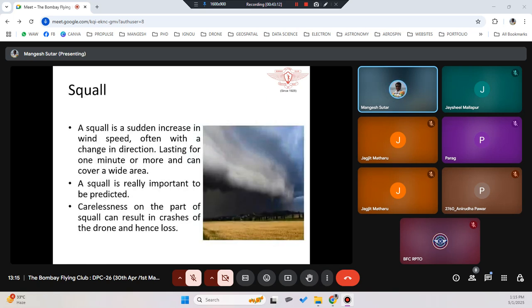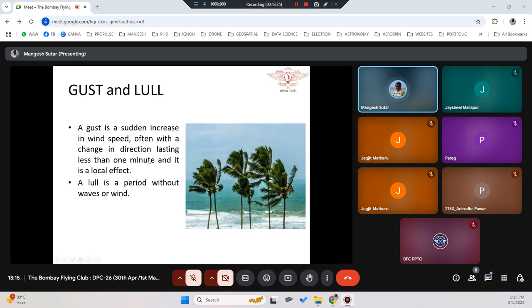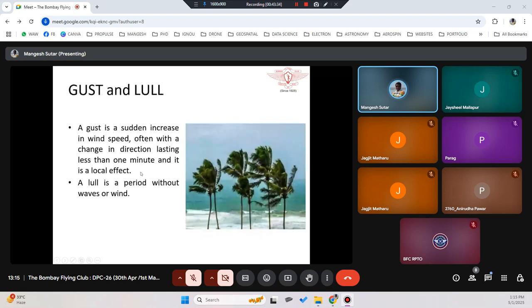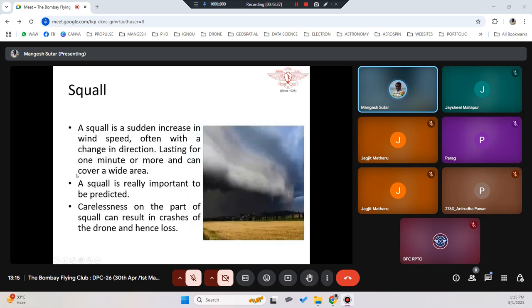Okay, what is squall? Squall is again a sudden increase in wind speed, often with a change in direction, but lasting for 1 minute or more. Gust is less than 1 minute. Squall lasts 1 minute or more and can cover a wide area. So earlier it was a local effect. Here we are talking about covering a wide area. That means even a person standing 500 feet or 500 meters away will also feel this wind. Okay, so that is called a squall. Squall covers a wide area.